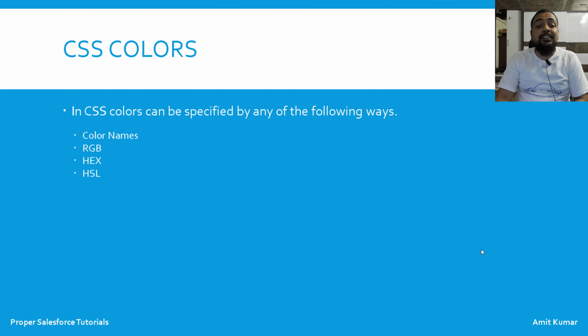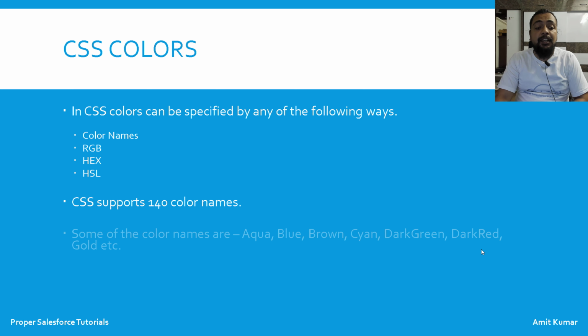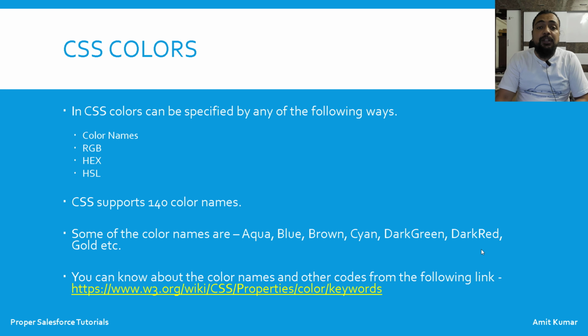In CSS, colors can be specified by any of the following means. We can use color names, we can use red, green, blue function, we can use hexadecimal code, or we can use HSL function. Now CSS supports 140 color names. And some of the color names are aqua, blue, brown, cyan, dark green, dark red, gold, etc. Now we can know more about different color names that are supported by using this link.